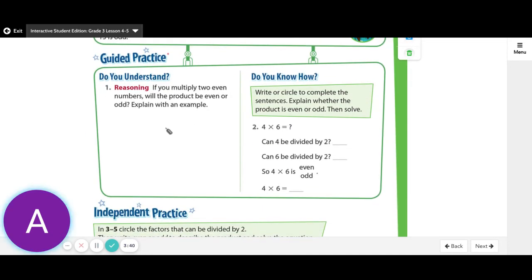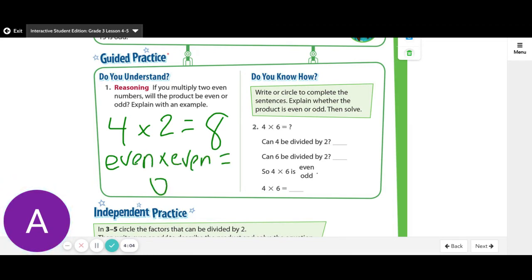Let's look at number 1. If you multiply 2 even numbers, will the product be even or odd? So let's think of an even number, let's say 4, and another even number, let's say 2. I know 4 times 2 is 8. So when we multiply an even number times an even number, we will always get an even product.